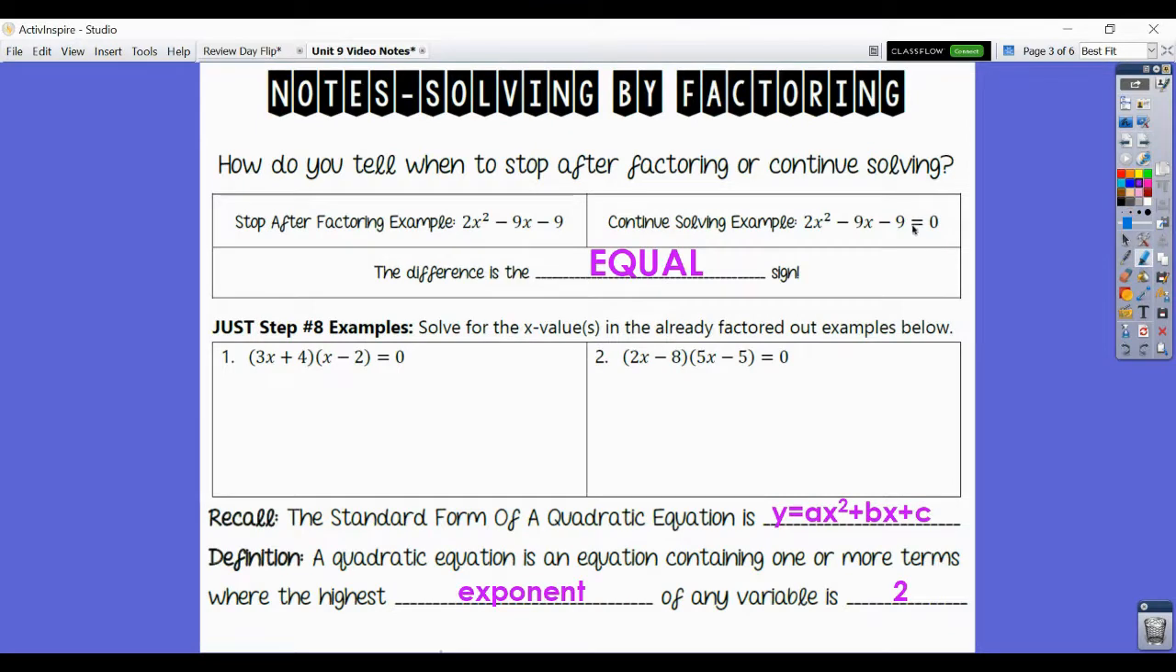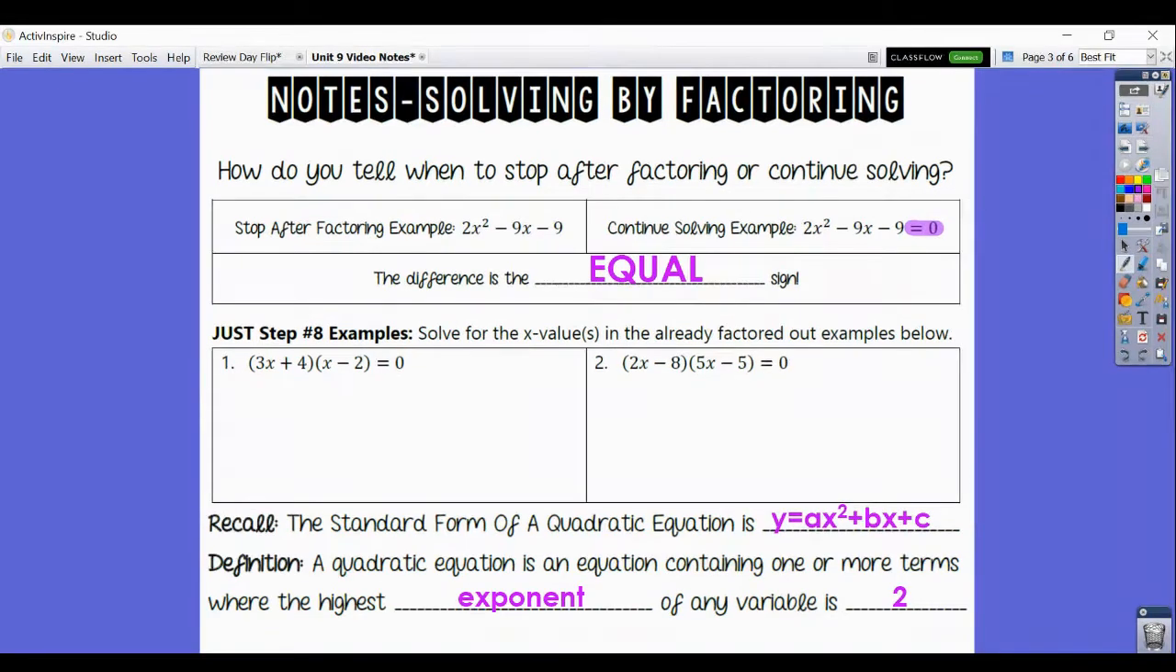So the big difference, and I'll highlight it, is that equal sign. When you put an equal sign into your quadratic expression, that is now an equation you need to solve. Let's try solving already factored equations for the x values in the examples below.